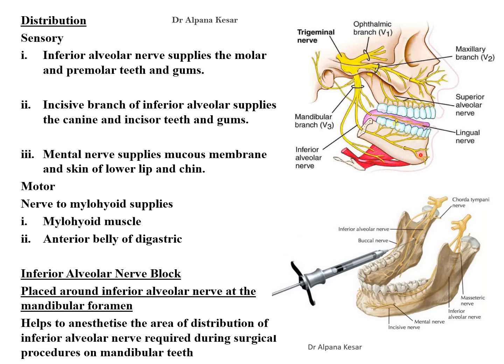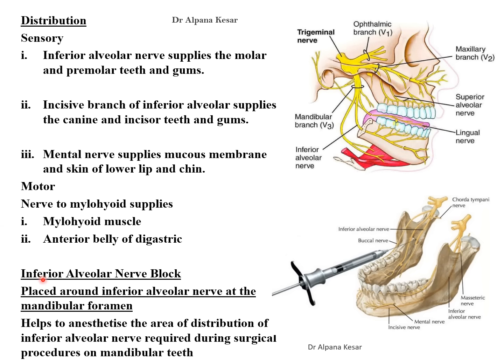Nerve to mylohyoid, which is a branch given off by the inferior alveolar nerve just before it enters the mandibular foramen, supplies mylohyoid muscle and anterior belly of digastric.